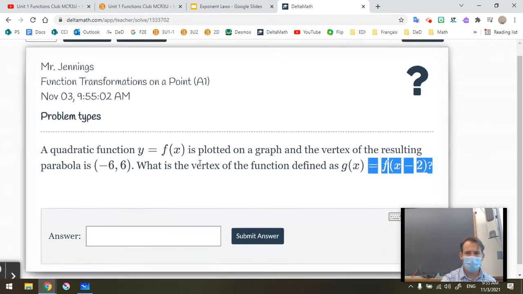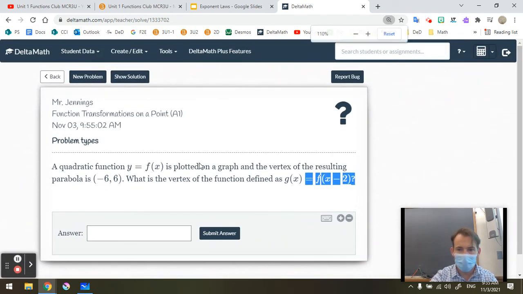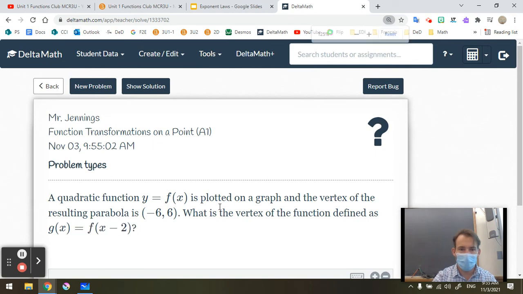Oh, how do I zoom in here? I'll just do plus here. Plus. There. Now I think people can read.